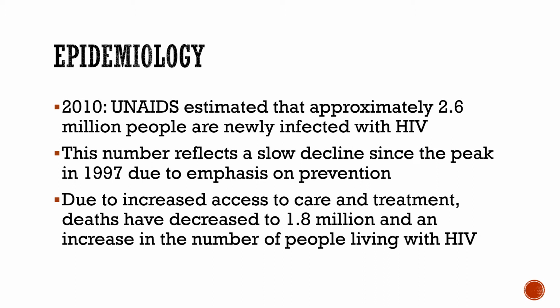Due to the increased access to care and treatment, death has decreased to 1.8 million, with an increase in the number of people living with HIV. So this means that people who are infected are living longer with this virus because, again, now it is considered a chronic illness, and fewer people are passing away from HIV. But again, they are passing away from these opportunistic infections.